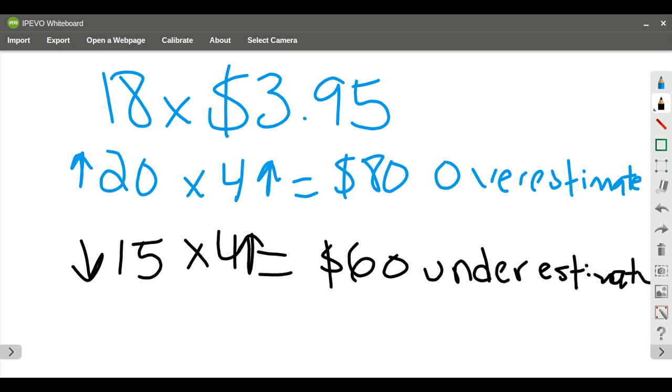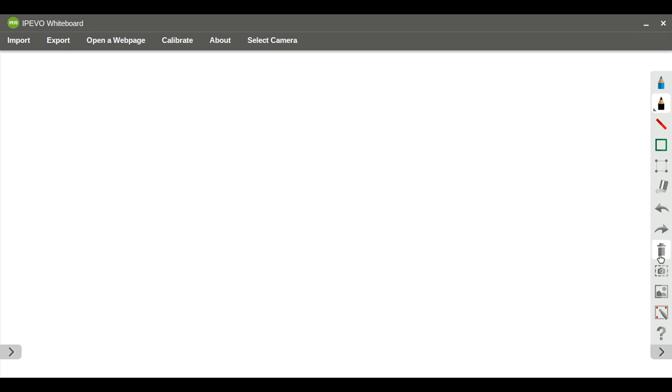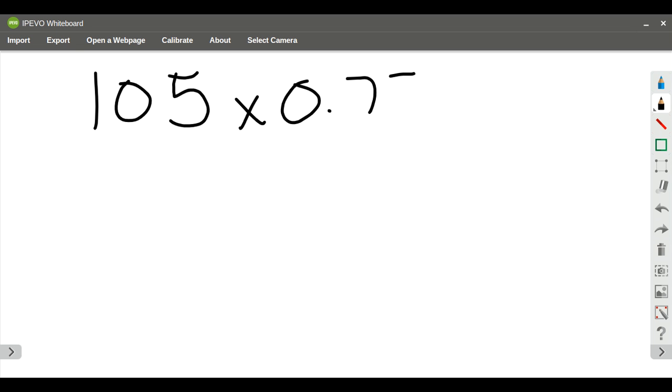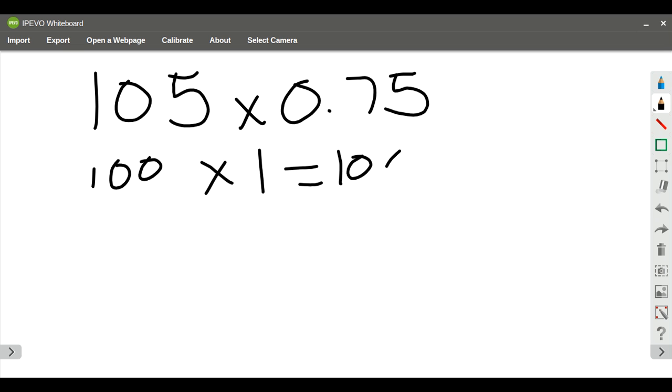If we take a look at our next example, this one's going to be a little bit different because I'm going to have a value that's going to be less than 1. We've been looking at values that are greater than 1, and so I've been rounding to the nearest whole number. So if I were to use rounding and I round to the nearest place value, the nearest place value that I have for 105 is going to be 100. And then for 75 hundredths, the nearest place value is going to be 1. So my answer is going to be 100.